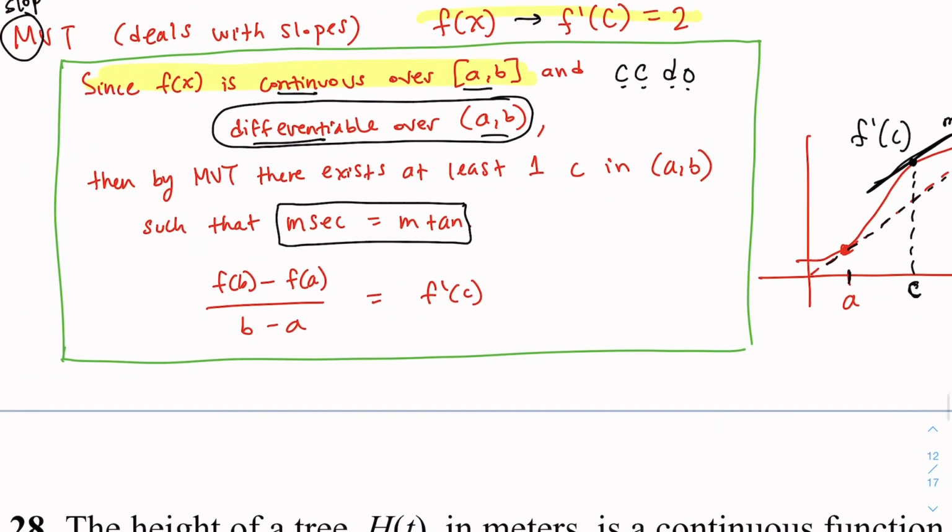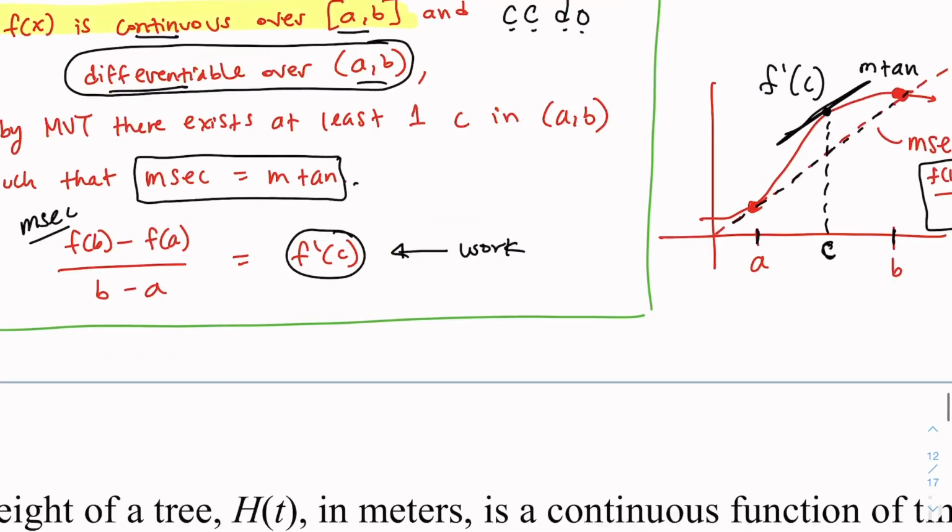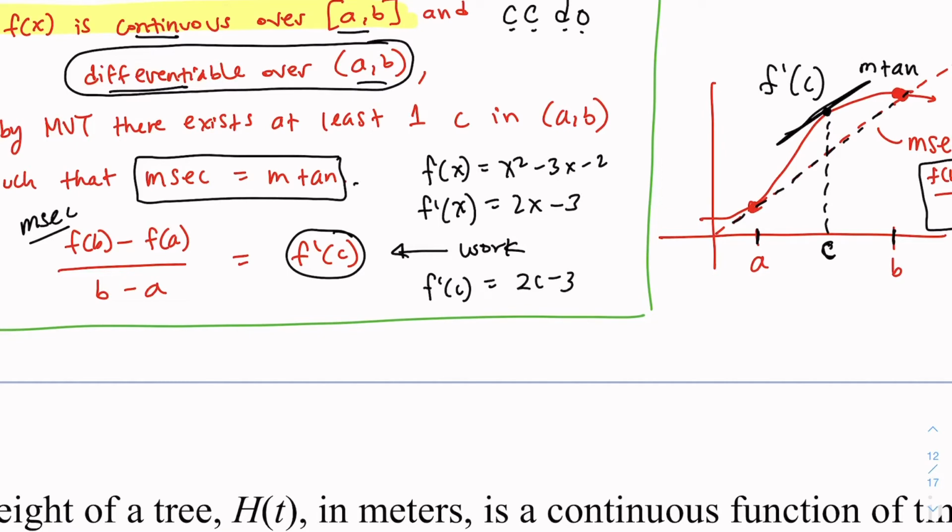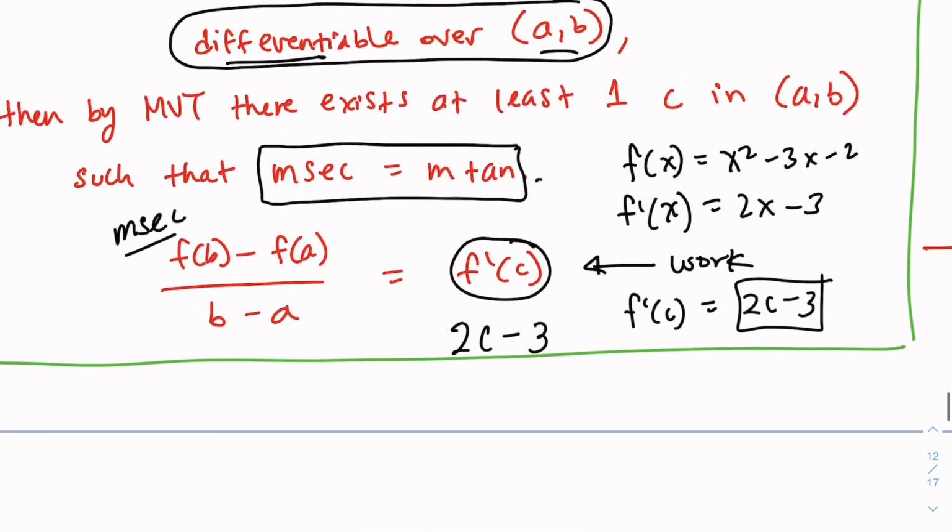So once you write m sec equals m tan, you then have to actually show the math. So this is part of the work. On the left side you have m sec, your old school slope. On the right side you have m tan, which is the derivative at c. So the way you would do this, let's say they gave us f of x equals x squared minus 3x minus 2. The way you would find f prime of c is first find f prime of x, and then next step, you would plug in c. And that would be your right-hand side. You know that you've done it correctly because these will equal each other when you work out both.